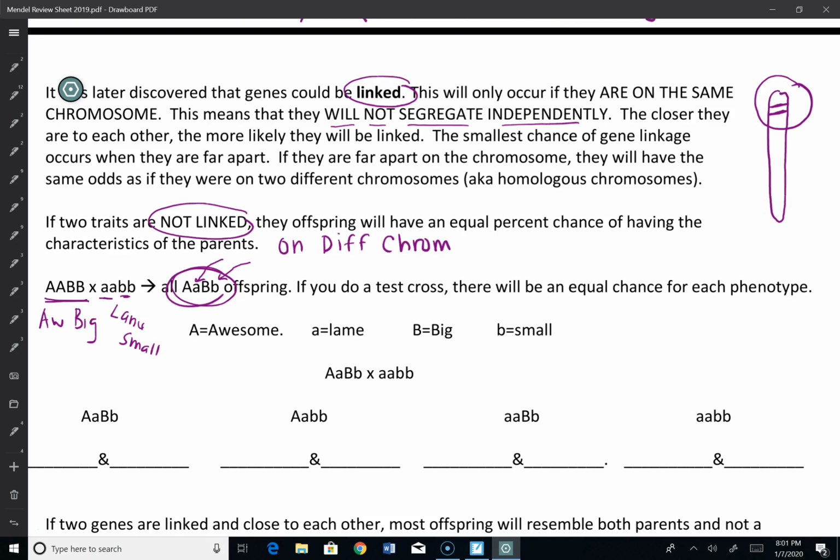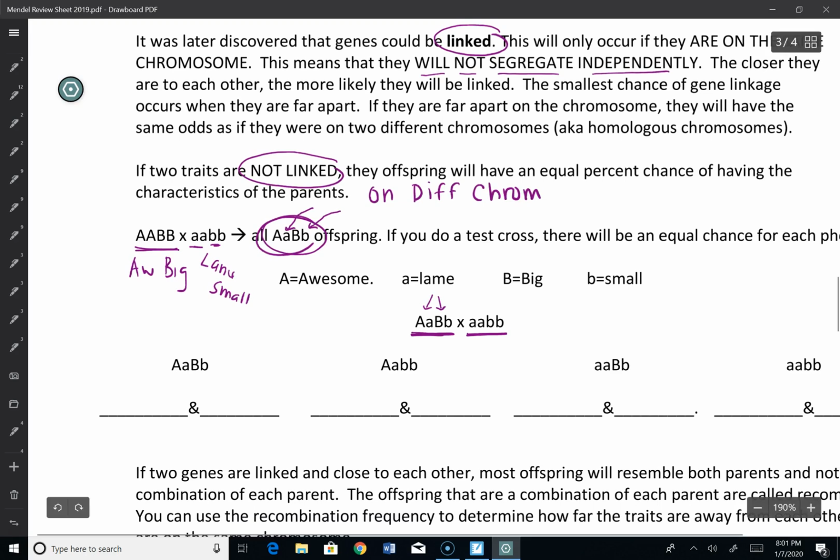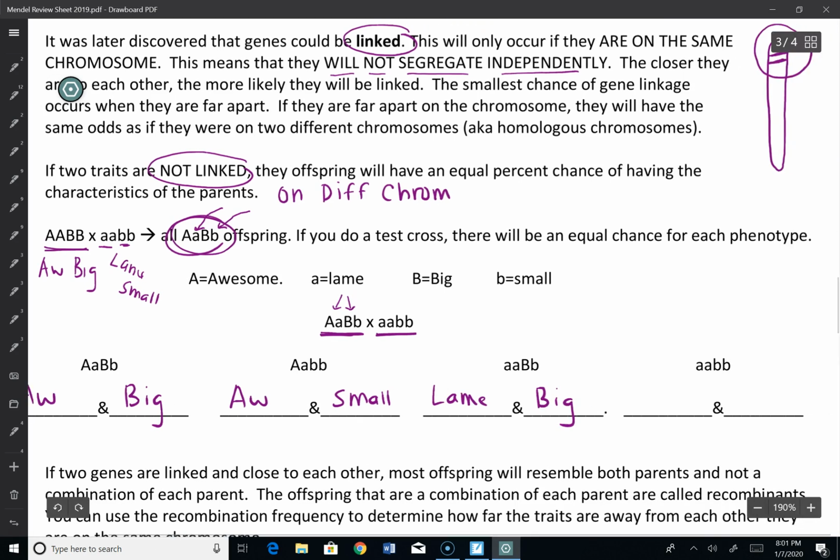So I do a test cross and I say, okay, I have my awesome big parent. That's heterozygous. See this? Be careful. This is a dihybrid, so be careful. Or it's two hybrid traits, whatever. And here, this is my pure recessive, so this is a test cross. So let's see what we got. My kids could be awesome and big. They could be awesome and small. Well, that wouldn't be very good, would it? They could be lame and big, or they could be lame and small. So those are our choices.